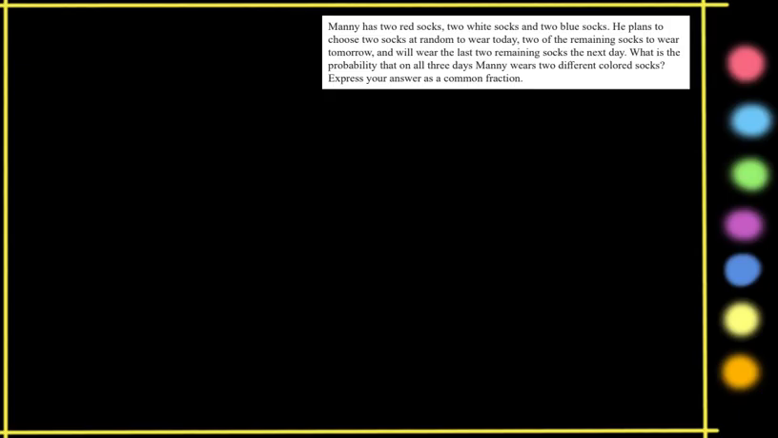This one says Manny has 2 red socks. So we have red, red, 2 white socks, white, white, and 2 blue socks, blue, blue. And he plans to choose 2 socks at random to wear today, 2 of the remaining socks to wear tomorrow, and will wear the last 2 remaining socks the next day. What is the probability that on all 3 days Manny wears 2 different colored socks? So in other words, what's the probability that he'll never wear matching socks during those 3 days? And it says express your answer as a common fraction.